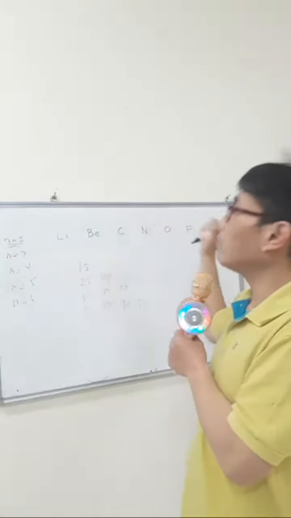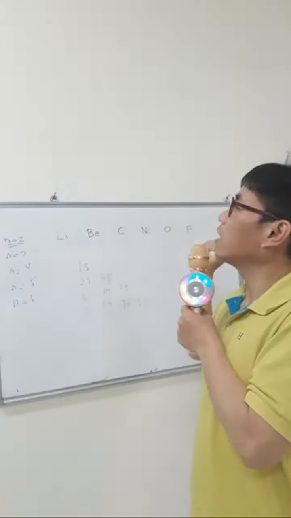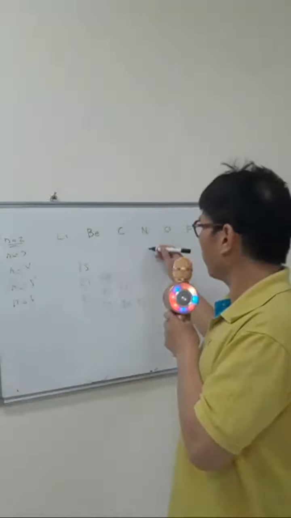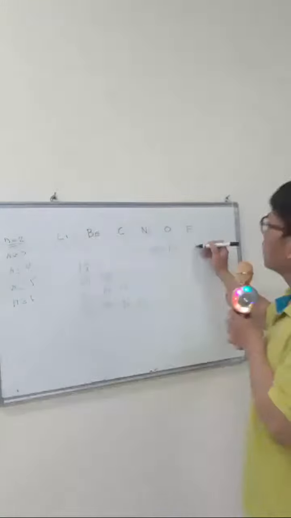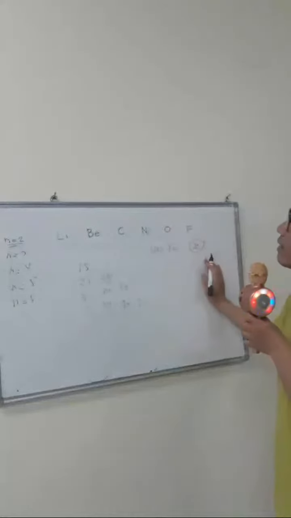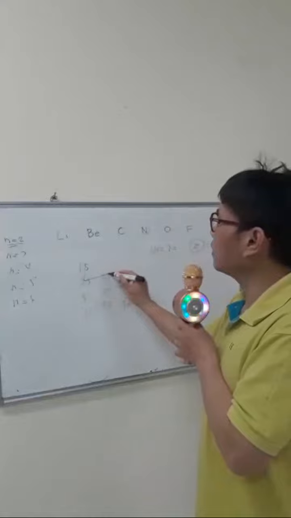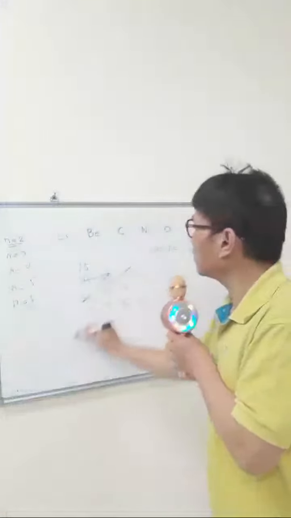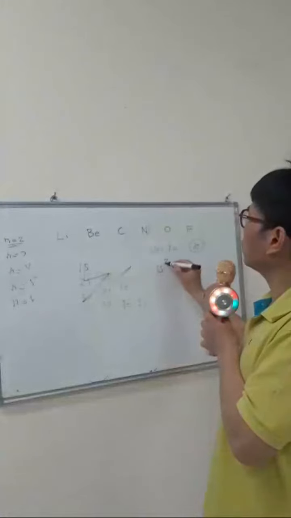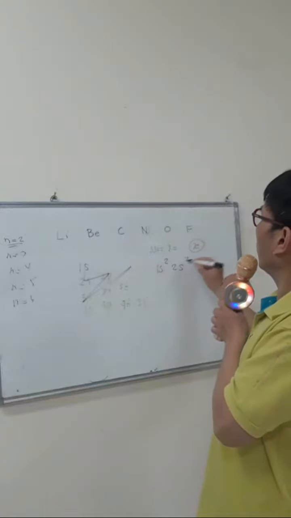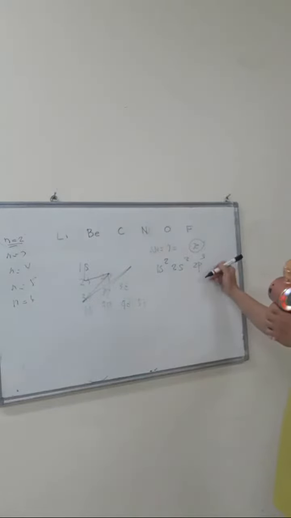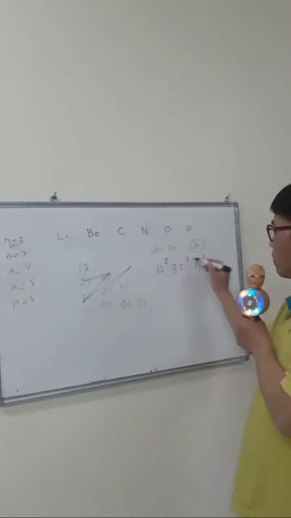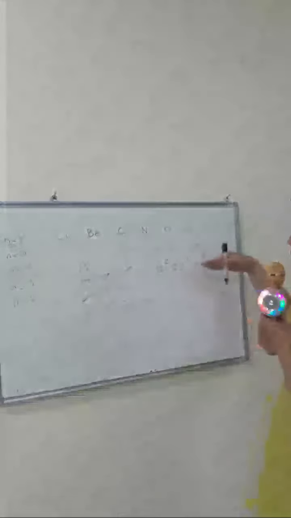For example, nitrogen. The atomic number of nitrogen is 7, so it corresponds to 7 electrons. It's going to be 1s2, 2s2, and then 2p3. So it is really the second energy level. 2 plus 2 is 4, plus 3, 7 electrons. So it's still in the second energy level.